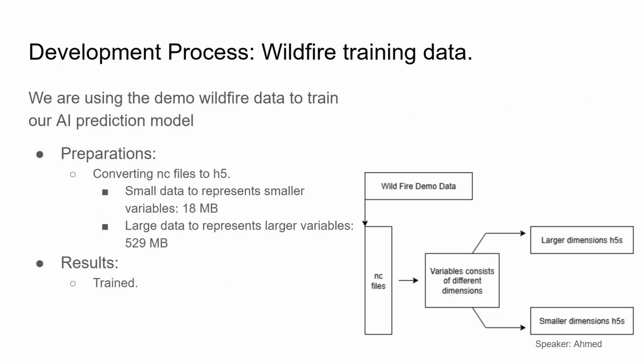As for our wildfire training data, we are using the demo wildfire data to train our AI model predictions. For the preparations, since the NC file consists of variables of different dimensions, we need to have two H5 files, one of which represents small data sets and one of which large data sets. As a result, we were able to train our AI model with wildfire training data.